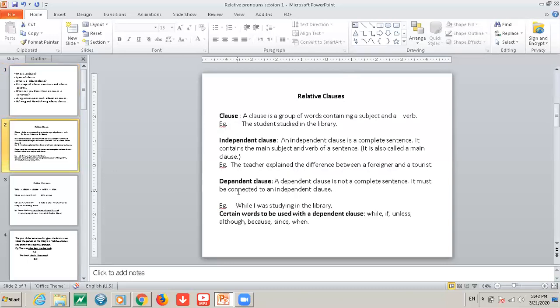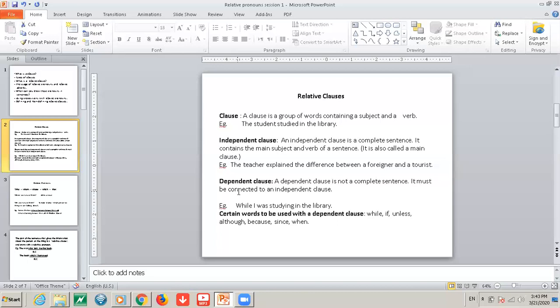I will define a clause and explain the differences between an independent and a dependent clause using some example sentences. What is a clause? A clause is a group of words containing a subject and a verb, and they form a sentence, starting with a subject and a verb. Look at this sentence. The student studied in the library. This is a clause. The student is the subject in this sentence, and studied is the verb.